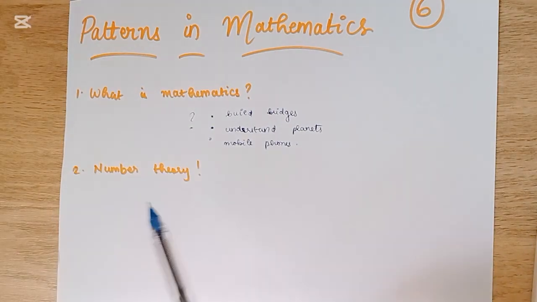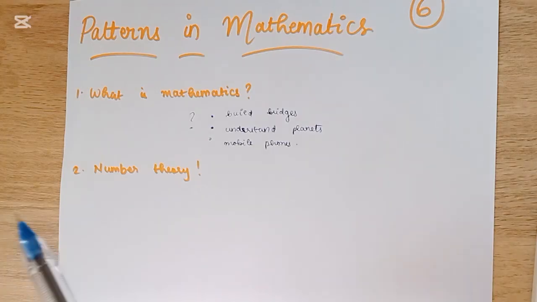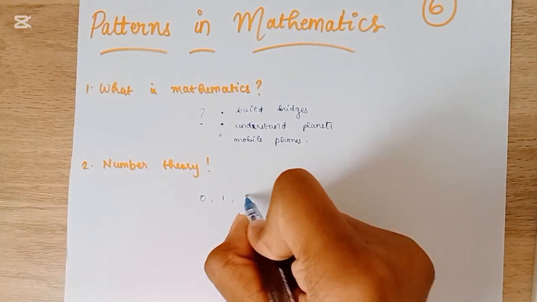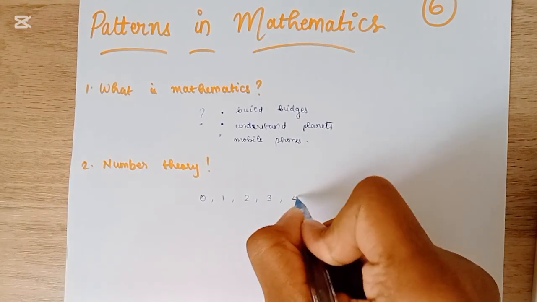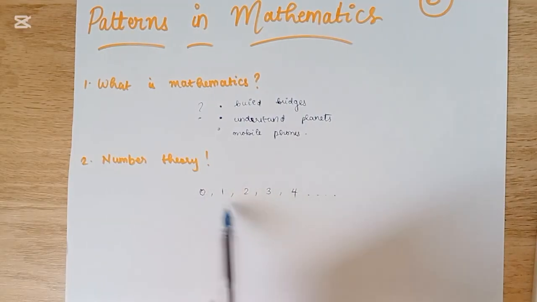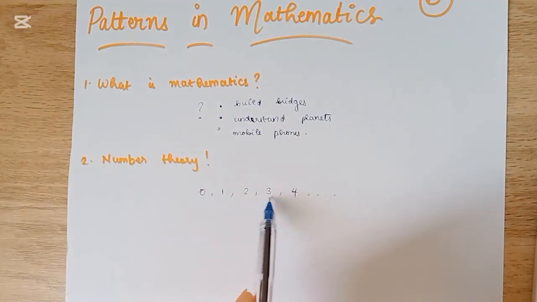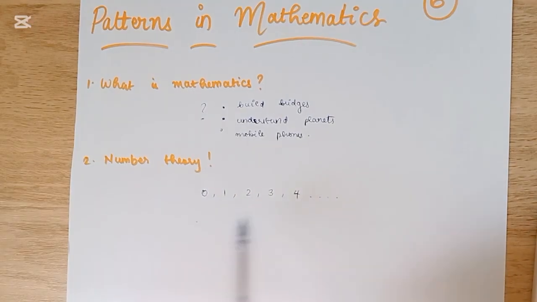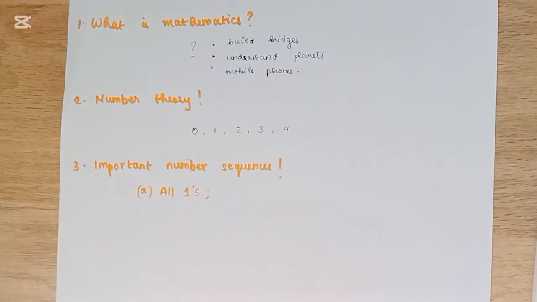Next, let's have a look at what is number theory. Number theory is basically the study of number patterns. So if you look at this, that is 0, 1, 2, 3, 4, etc. You can see there's a pattern going on, and that is the number line, right? 0, 1, 2, 3, 4. So this is number theory, the study of the patterns in numbers.